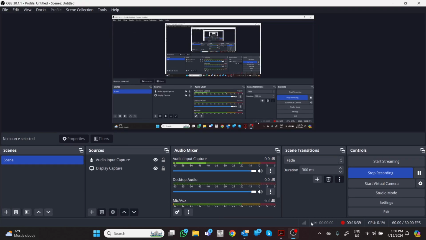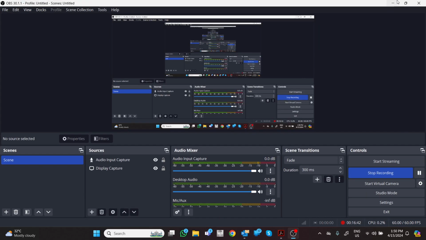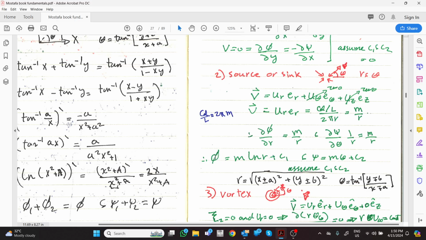Based on this, φ equals m ln r by integration, and ψ equals m θ, because I make integration in θ. This plus constant 1, plus constant 2. We also assume that this constant is equal to 0.